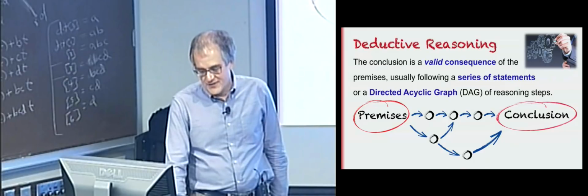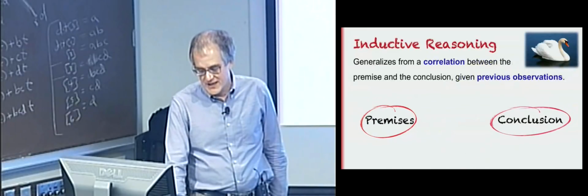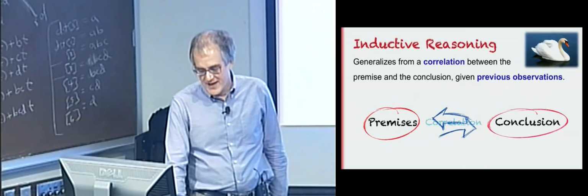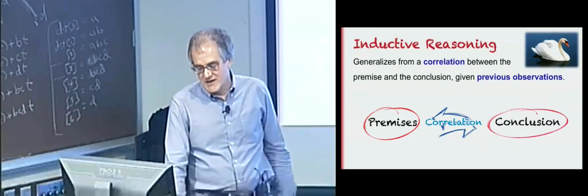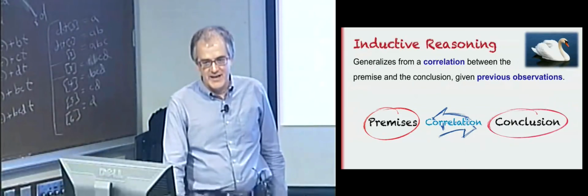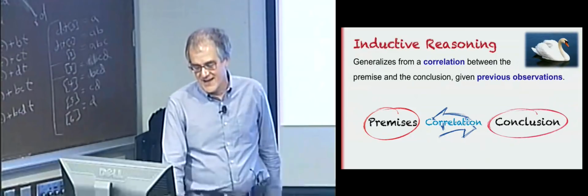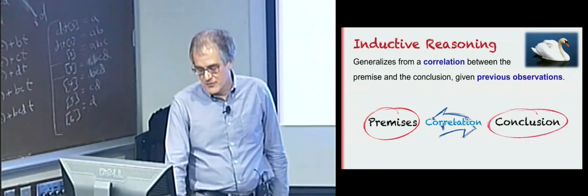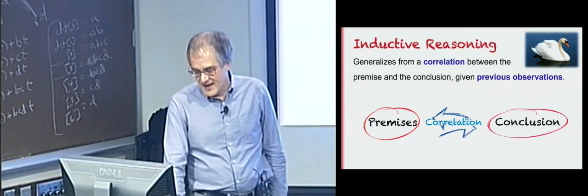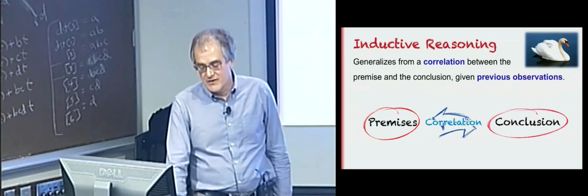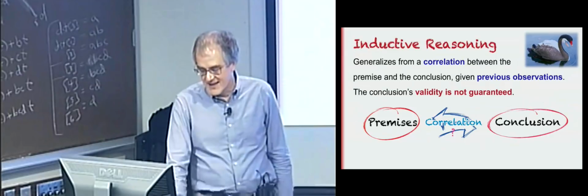In contrast, most of what you see in machine learning is more like inductive reasoning, where you're generalizing from a correlation between your features and your desired class, and then you're trying to make predictions based on that. And of course, the validity of those predictions isn't guaranteed.